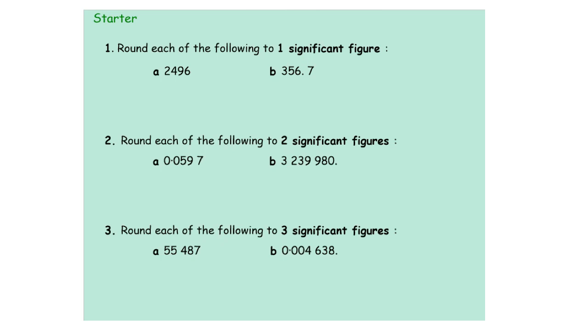For number 2, the 2 significant figures, this one is going to be cut off after the 9, the 7's going to round the 9 to a 10, so it's going to become 0.060. And to 2 significant figures, this one is going to become 3,200,000. To 3 significant figures, this one's going to be 55,500, and the last one is going to be to 3 significant figures, 0.00464. Okay, well done.